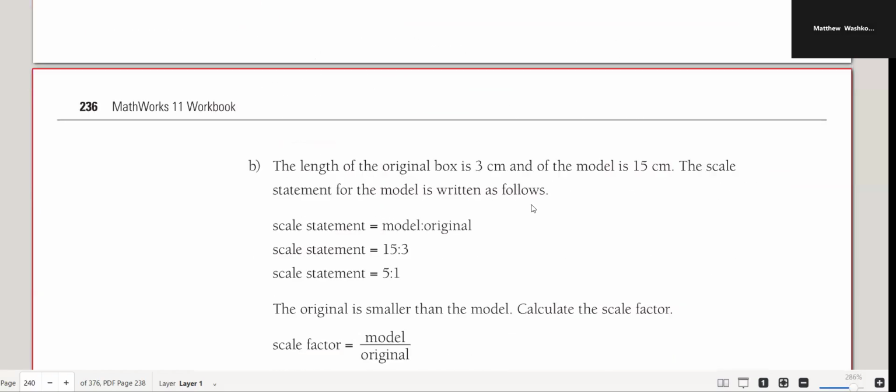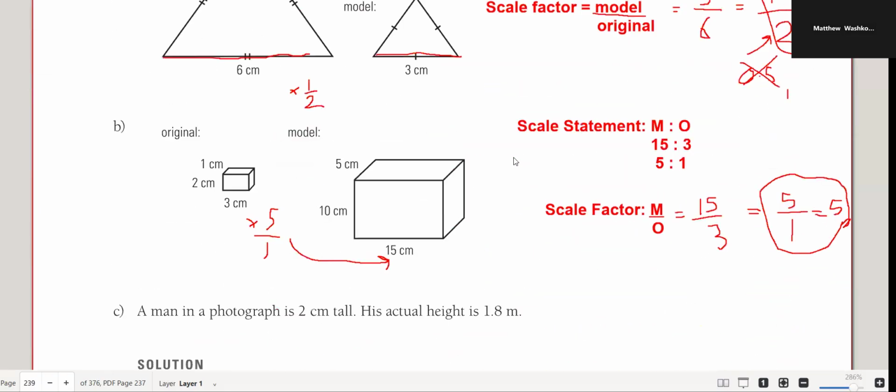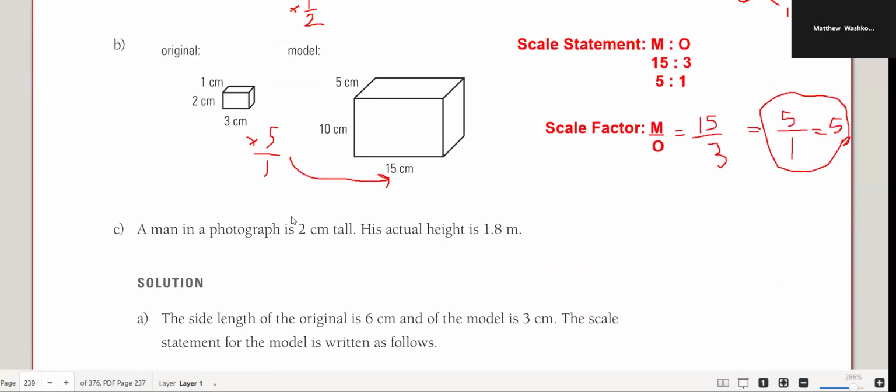Oh wait, sorry. Did it ask me something? Oh, and a man in a photograph is 2 centimeters tall and his actual height is 1.8 meters. I almost skipped question 3. Now this one's really important. Centimeters, meters. Get them into the same unit.